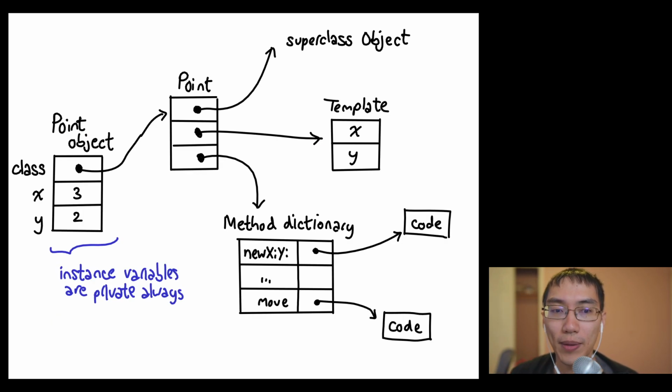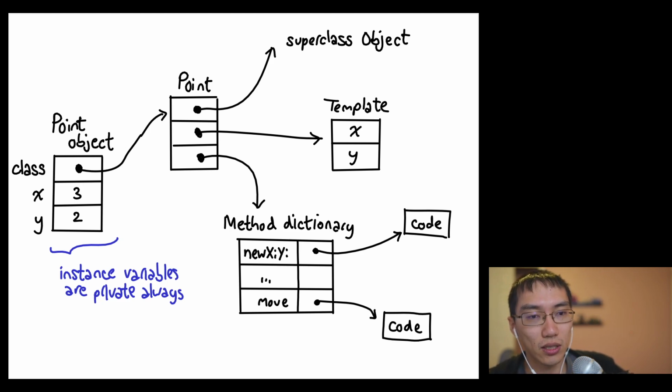So let's look a little bit at what the representation for Smalltalk objects looks like. We'll start on the left. We've got a point object. The point object has a bunch of instance variables: x is 3, y is 2. And then the object has a class, right? Because we need some description of how to actually do operations on the object, and that's the class object. So this points to another object, which we're going to call point.